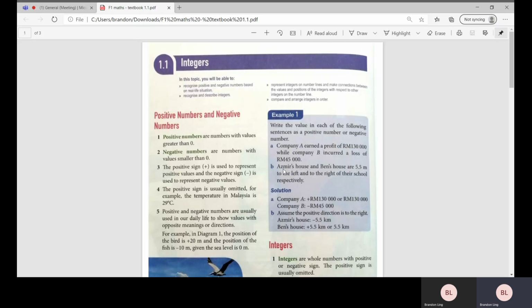Positive means we gain money, negative means we lose money. And for B, Azmir's house and Ben's house are 5.5 kilometers to the left and to the right of their school respectively. Therefore, we can assume that Azmir's house is -5.5 kilometers, because on your left side, we take it as negative, and on your right side, you consider it as the positive value. So Ben's house is positive 5.5 kilometers, whereas Azmir's house is -5.5. This is another way we can use positive and negative to indicate directions. Opposite directions will give you different signs.